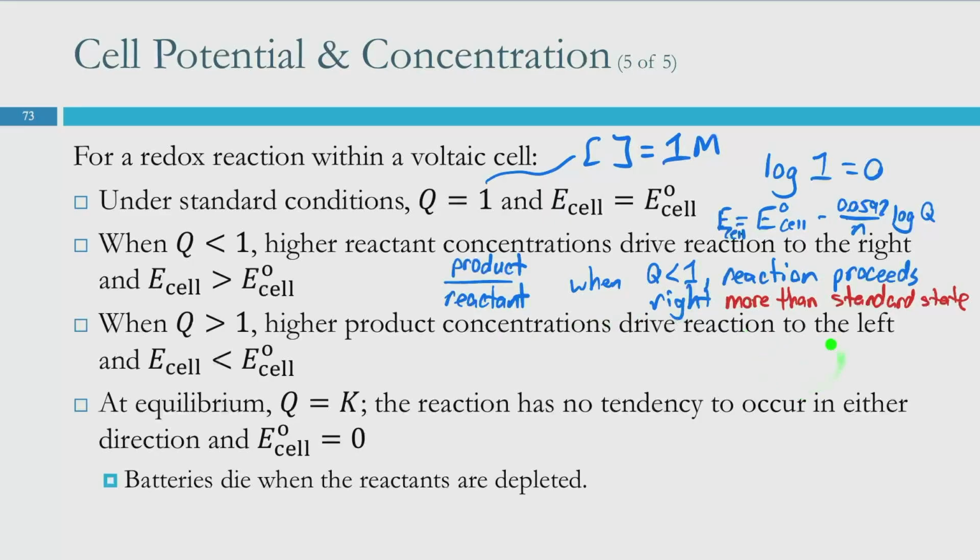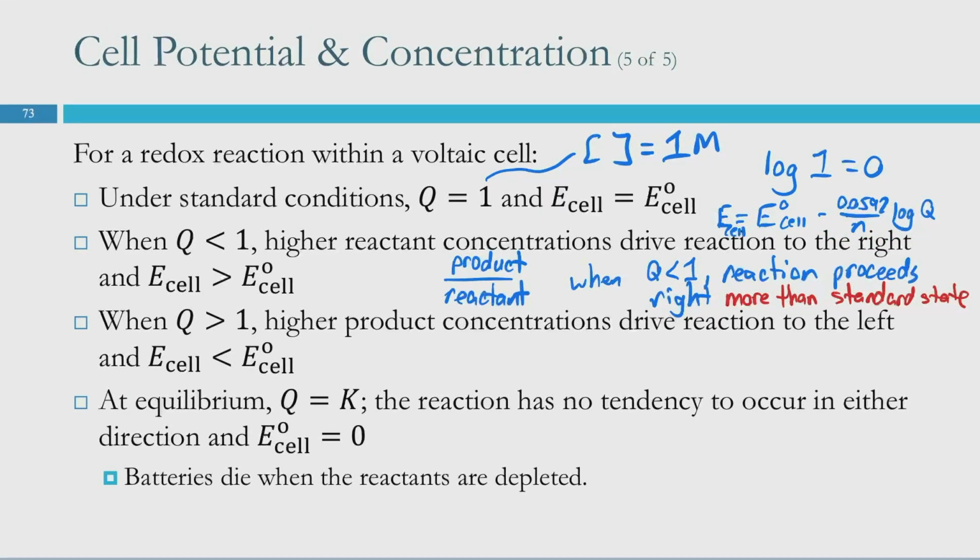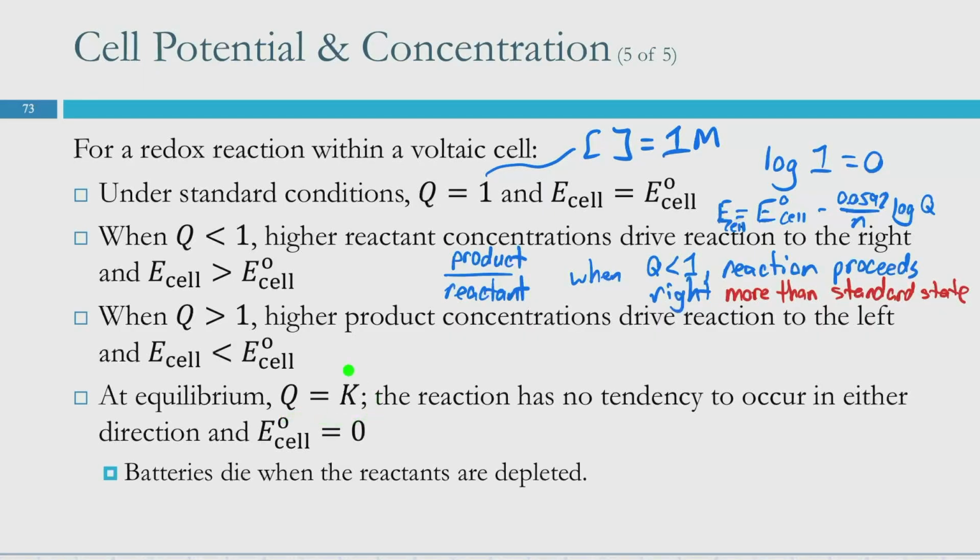The opposite's also true if Q is greater than 1. That means we're more product favored. It's going to drive the reaction to the left relative to the standard state. We'd have a positive log Q here, so our E cell is going to be less than our standard cell potential because of this term still being negative on the right. At equilibrium, our Q is equal to K, and our cell potential is going to be equal to 0 because it's already at equilibrium. There's nothing left to move.